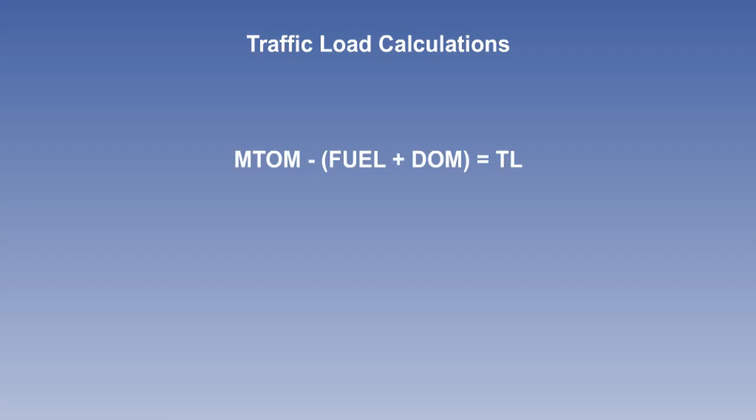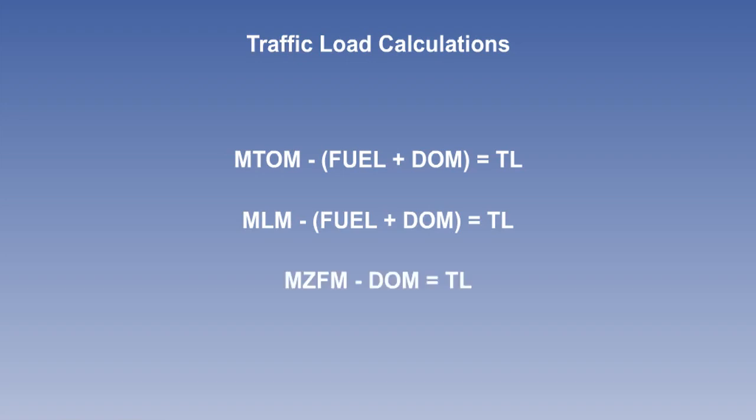From a study of the definitions shown in the previous lesson, it can be seen that the maximum takeoff mass minus the sum of the fuel at takeoff and the dry operating mass will give a mass that is available for a traffic load at takeoff. Similarly, the maximum landing mass minus the sum of the fuel on landing and dry operating mass will give a mass that is available for traffic load on landing.